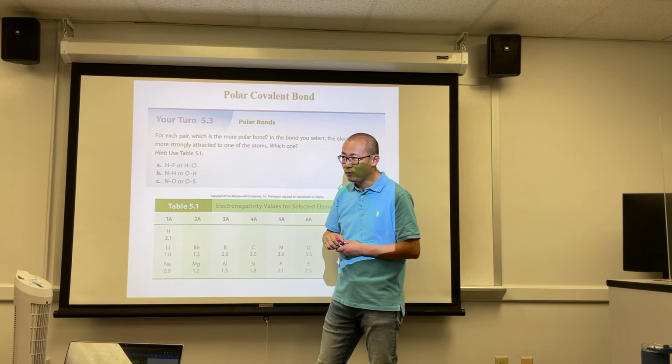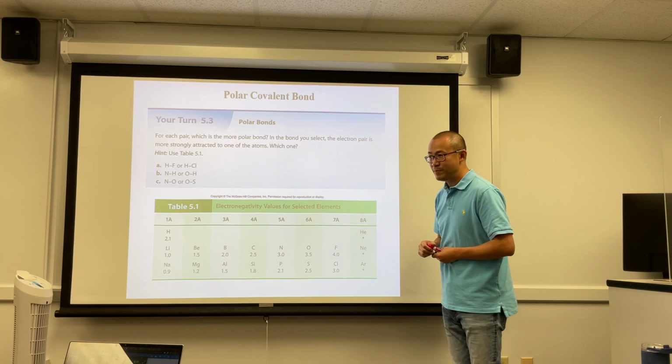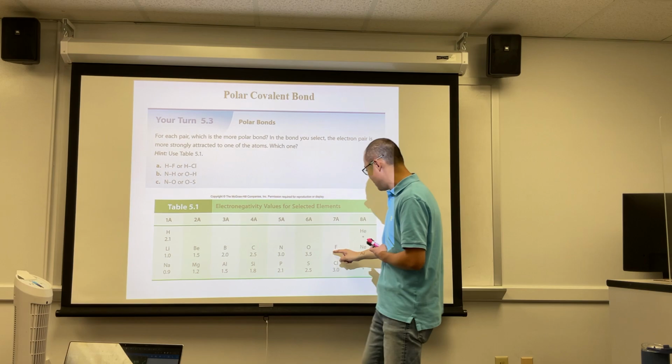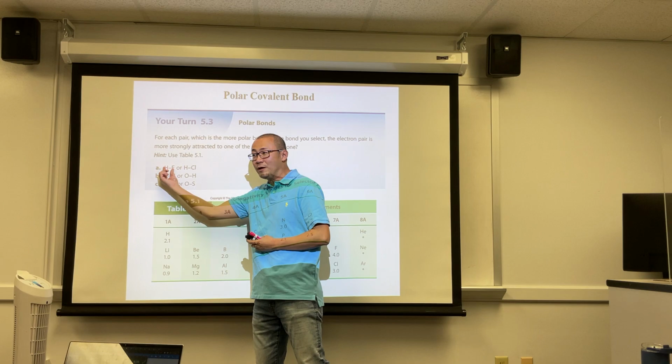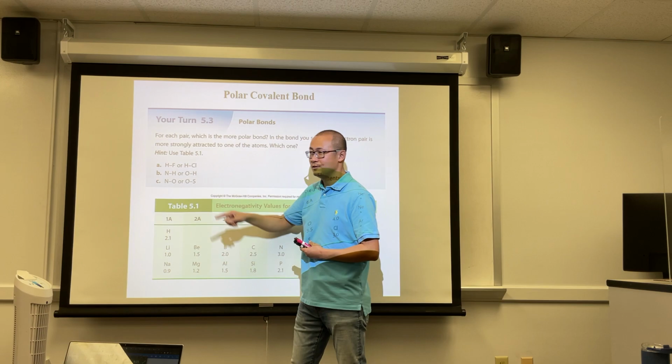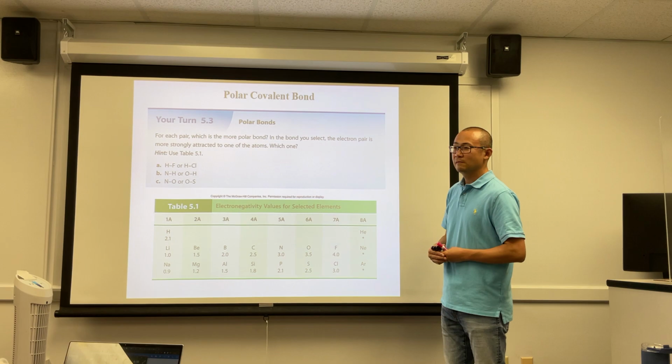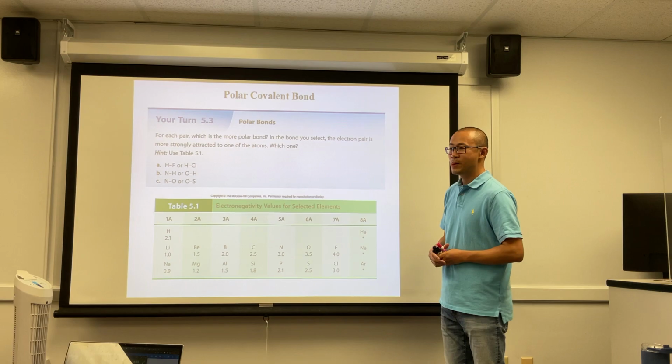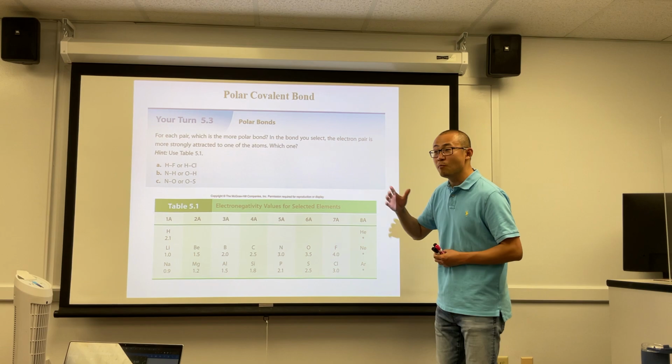So the question is, of these two bonds, which one is more polar? HF. Why is HF more polar? Bigger difference in electronegativity, because they're both sharing with what? Hydrogen, but fluorine is much more electronegative than chlorine, which means the difference between these two will be what? Bigger. Bigger difference means polar bond. Very good. How about B? With the same logic, which one is more polar? OH is more polar because oxygen is more electronegative, so the OH bond difference is bigger. Okay, very good.